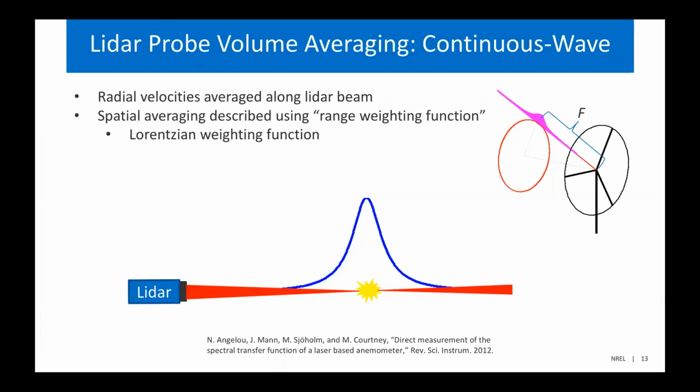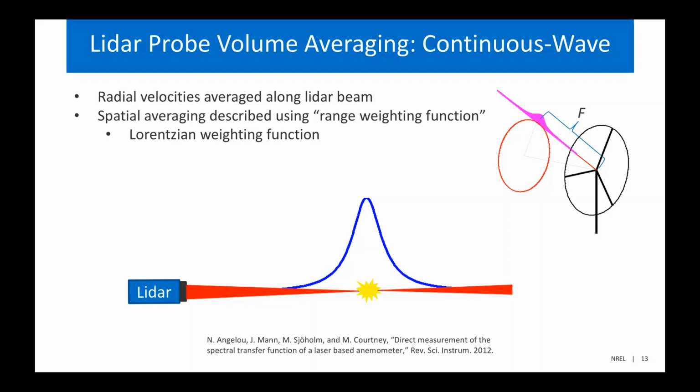So now we'll go into some detail about the LiDAR probe volume averaging that Andy mentioned, and we'll start with continuous wave LiDARs. So it'd be great if a LiDAR could measure the wind speed at a specific point in space, but due to physical limitations of the LiDAR, it's not able to focus the beam at a particular point. So we're going to measure the spatially averaged wind speed along the length of the LiDAR beam, weighted by what's called the range weighting function, determined by the physics of the LiDAR.